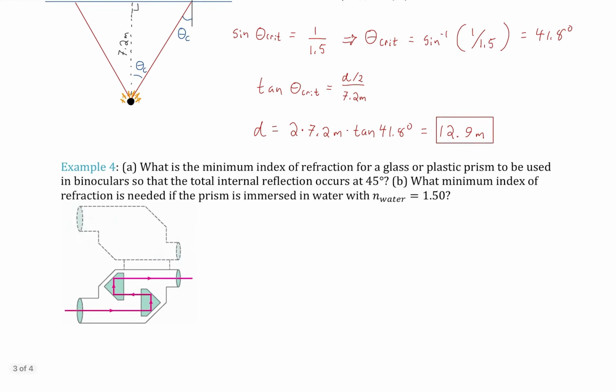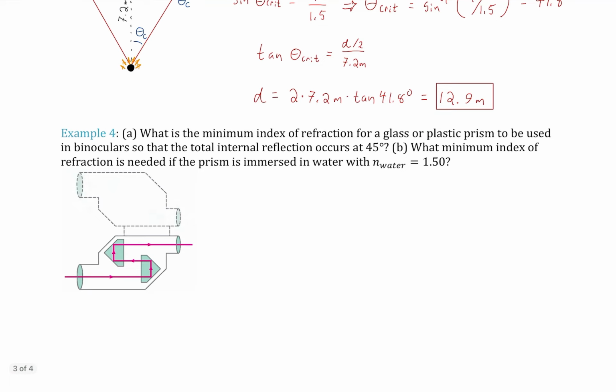Very cool. All right, two more to go. Example 4. This one's also pretty straightforward, but it's a neat application of total internal reflection, and that is getting light to take tight turns, like in a pair of binoculars, by just setting up little prisms. So what is the minimum index of refraction for a glass or plastic prism to be used in binoculars so the total internal reflection occurs at 45 degrees?